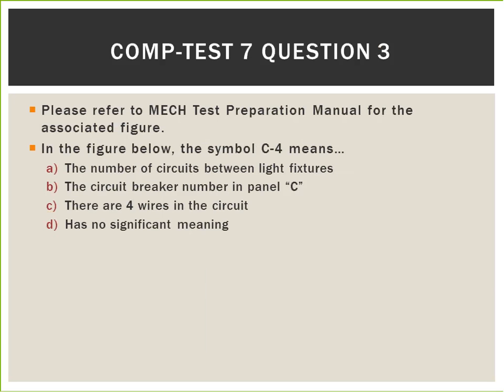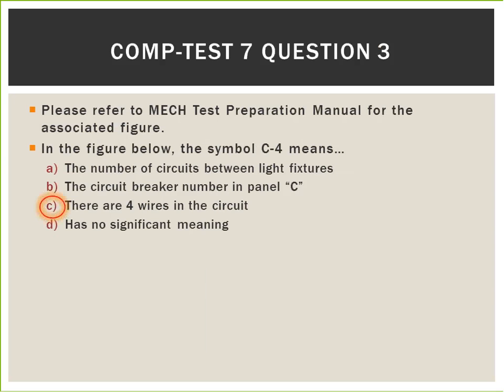Comp Test 7, question number 3. For this, please refer to the MECH test preparation manual for the associated figure. In the figure, the symbol C4 means A, the number of circuits between light fixtures, B, the circuit breaker number in panel C, C, there are 4 wires in the circuit, or D, has no significant meaning. Answer C is the best choice here because there are 4 wires in the circuit. Answers A, B, and D are all incorrect.